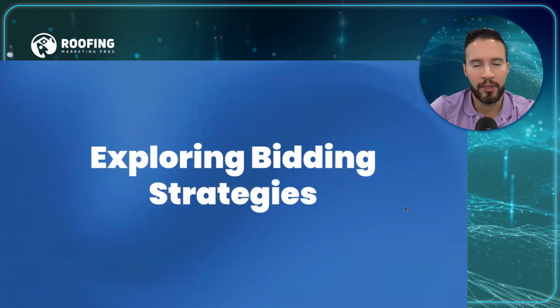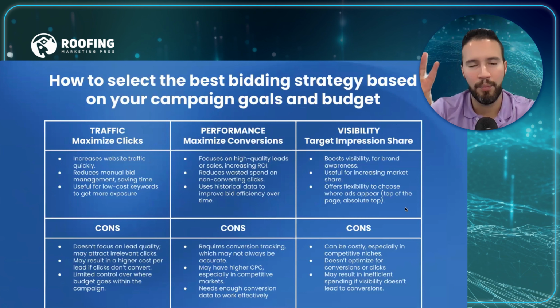So let's talk about bidding strategies. Another thing that we talked about with bidding strategies: there are three main components. There's maximize clicks, which is more traffic. There's performance based, which is maximize conversions. And there's visibility, which is target impression share.